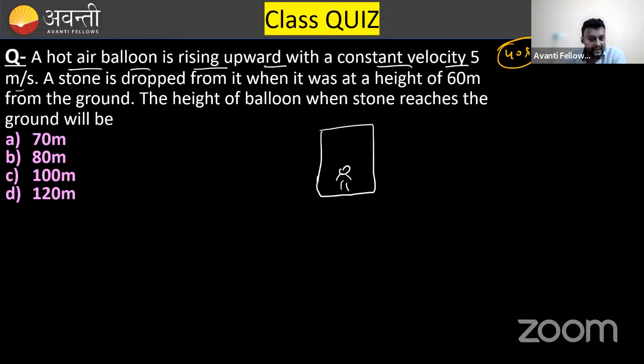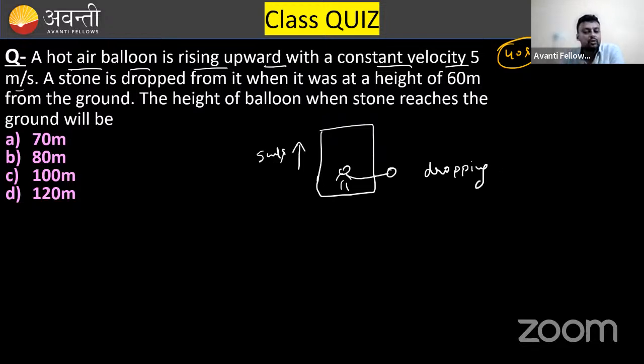And this elevator is moving upward with some constant velocity, like suppose 5 meter per second. I'm just telling you the concept. What's the concept here? While moving, if you take your hand out and drop a stone, you are dropping a stone.